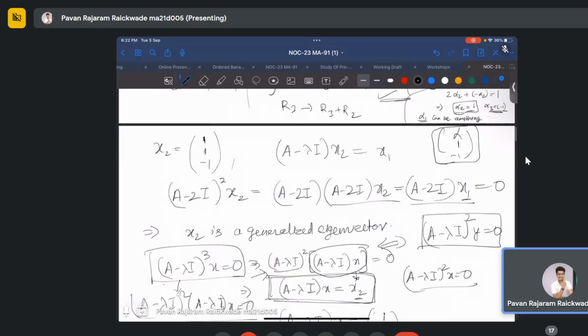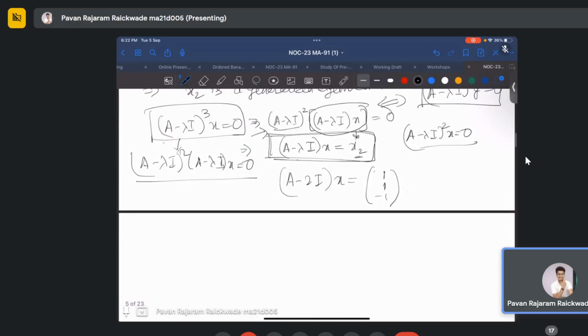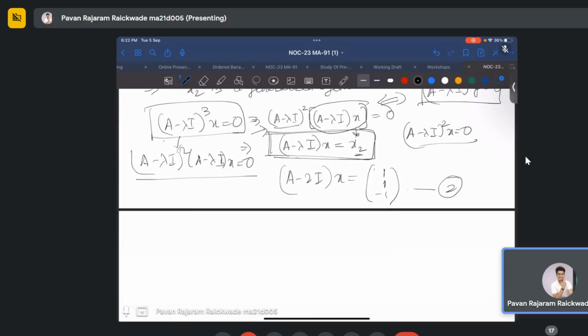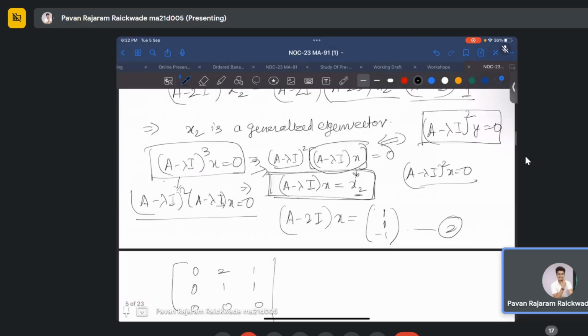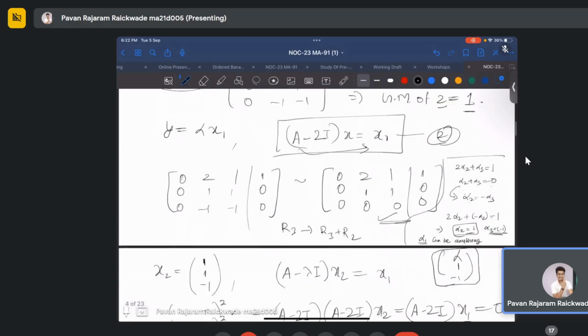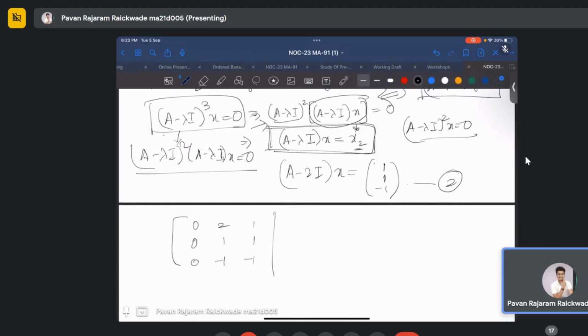Okay, I hope this x2 we haven't used anywhere yet. Now we have to solve this equation number 2. What is A minus 2I again? It is 0, 2, 1, 0, 1, 1, 0, minus 1, minus 1. The right side vector is this. So again do the same procedure. R3 plus R2.